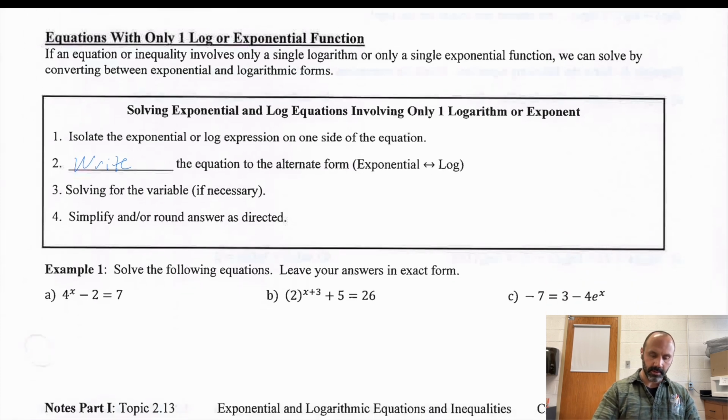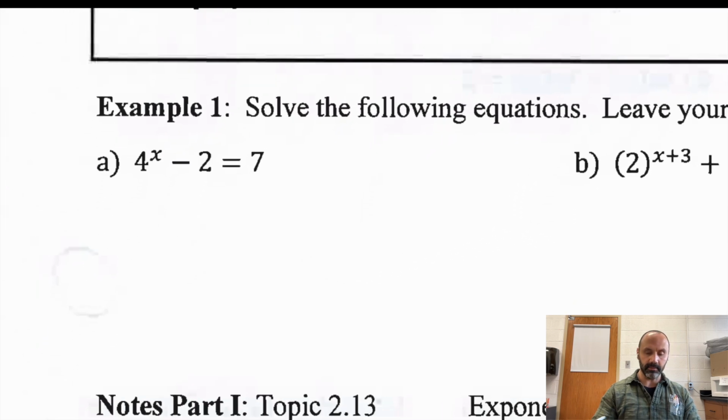So let's take a look at an example here. Okay, so here we have 4 to the x minus 2 equals 7. Well, first of all, I need to isolate the exponential expression, and I'm going to do that by adding 2 to both sides. It's very simple. So 4 to the x equals 9. Now I'm going to rewrite this. Okay, so this is log base 4 of 9 equals x.